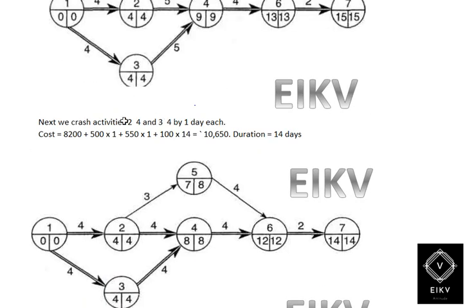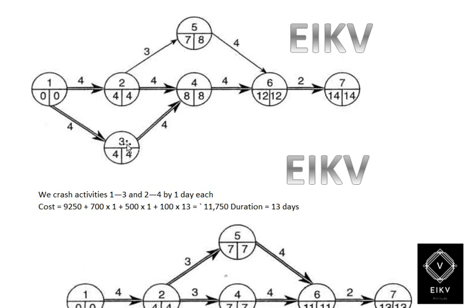Going further, we are next going to crash activities 2 to 4 and 3 to 4 by 1 day each. Therefore 8200 plus 500 into 1 plus 550 into 1 plus 100 into 14 equals 10650, and the duration will be 14 days. So the network will be like this.